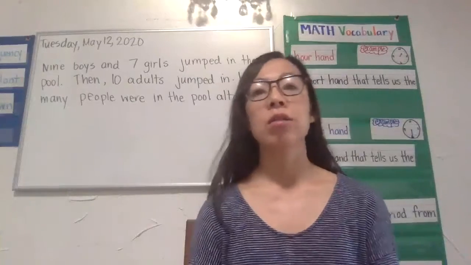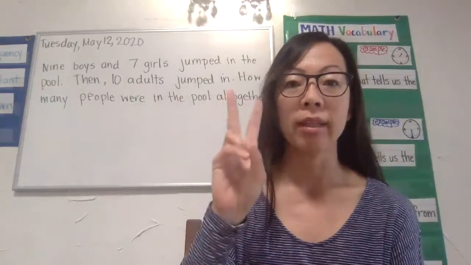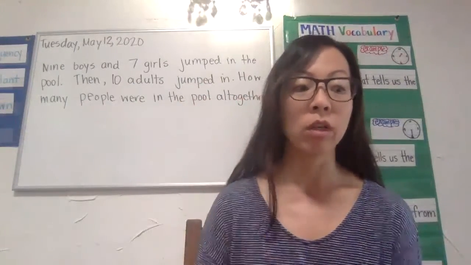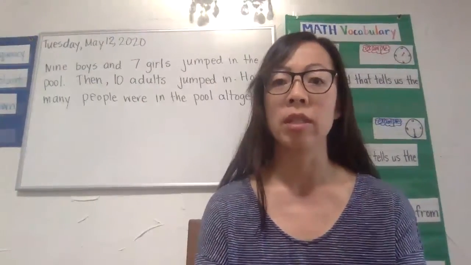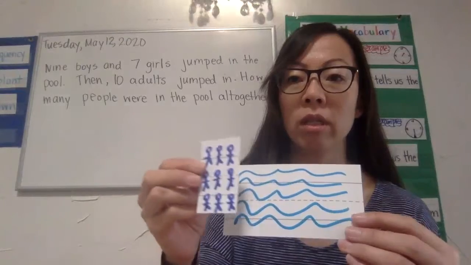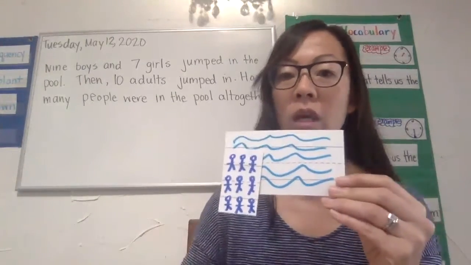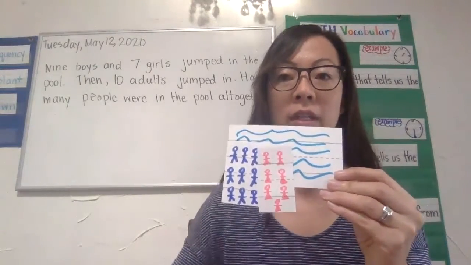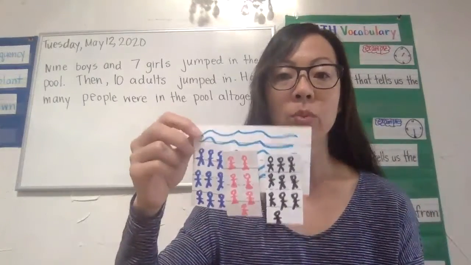Okay, so scholars, we normally have our 4 steps. We read the problem, we highlight the keywords and numbers, we make an equation, and then we solve it. We have to do our job. But today I just thought, I want to get a picture in my head of what this is telling me. There was a pool, and the first thing that happened was 9 boys jumped into this pool. And then 7 girls jumped in. And then it tells us 10 adults jumped in. So there are a lot of people in this pool, you can see.